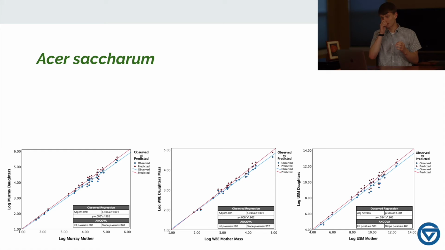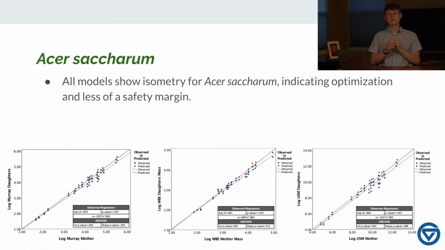Moving on to Acer saccharum, we see the exact opposite story. All models show isometry for Acer saccharum. This indicates optimization and less of a safety margin. So for Murray's law on the left, that means that throughout the tree it's going to be optimized for hydraulic efficiency, but sugar maple might be opening itself up to more risk of embolism. In the center, Westbrown-Enquist, sugar maple is going to be more consistently supporting the amount of mass that it theoretically could after a branching point. And with the USM, those branches might be more likely to break off due to wind or snow, but they're gaining other benefits in terms of their mass and maybe their structure.